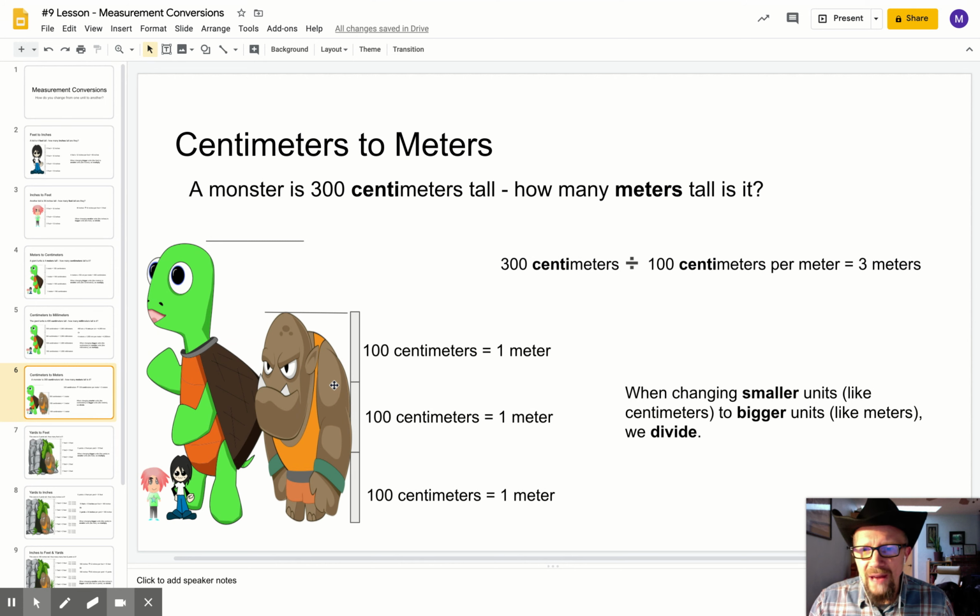Oh no, now there's a monster. The monster's not as big as the giant turtle, but he looks meaner. He is 300 centimeters tall. So how many meters is that? Well, to get that, we got to divide by 100 centimeters because there's 100 centimeters in every meter. So 300 divided by 100, we get 3 meters.